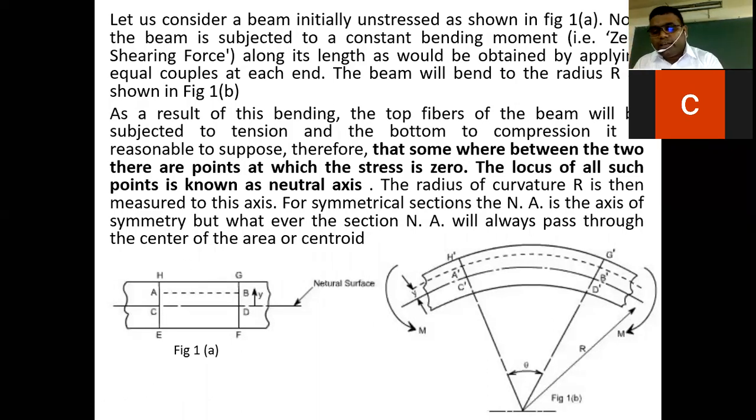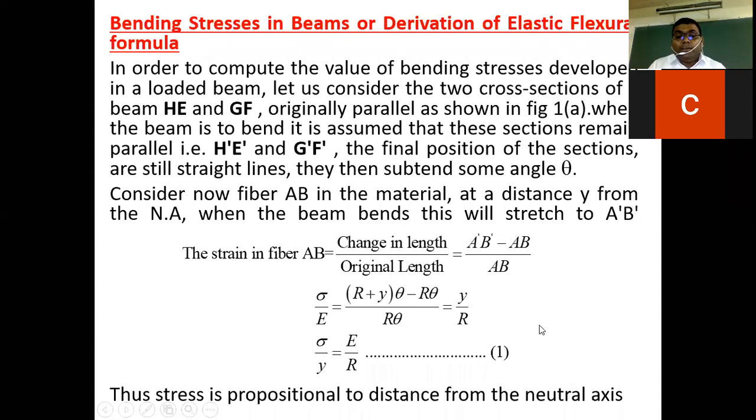Okay, so let's move on. So this is all about it. If we consider the fiber AB, there is definitely a change in length. Initially it was AB, and when you apply the couple, it becomes A dash B dash. So definitely there is a change in length. So that is A dash B dash minus AB upon AB. Because what is change in length?